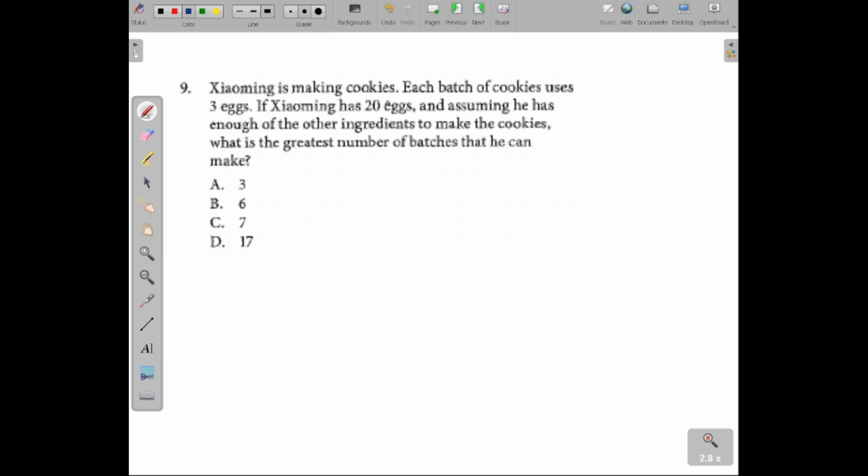Number 9. Xiaoming is making cookies. Each batch of cookies uses 3 eggs. If Xiaoming has 20 eggs, and assuming he has enough of the other ingredients to make the cookies, what is the greatest number of batches that he can make? If each batch uses 3 eggs, it has to be equal to 20. So 3 times the unknown amount of batches has to be equal to 20.